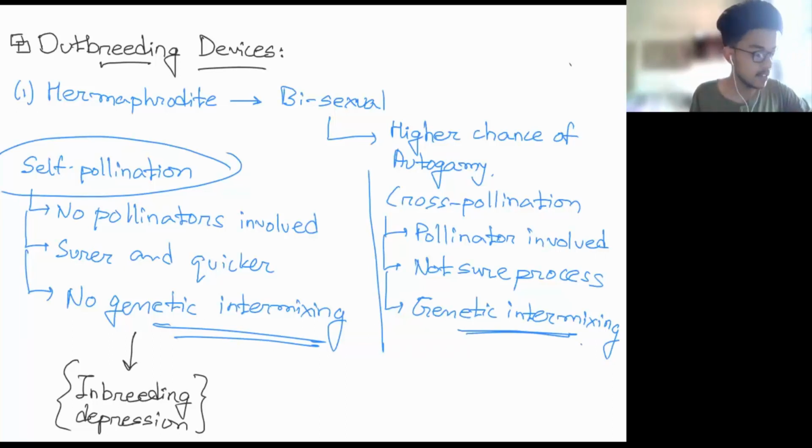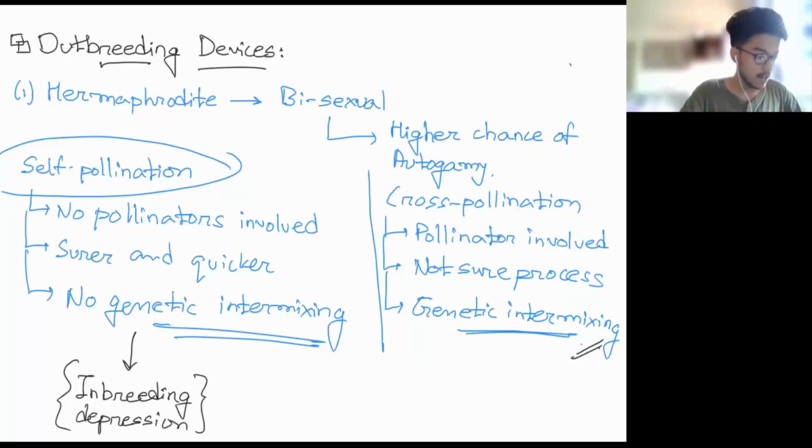So flowering plants have developed many devices to discourage self-pollination and encourage cross-pollination. The reason, see, is genetic intermixing. This is quite interesting stuff, right? Cross-pollination, in comparison to self-pollination, is a less sure process. A third party, a pollinator, is involved, and it is more time-taking. In self-pollination, no pollinator, no third party is involved. It's a surer and quicker process.